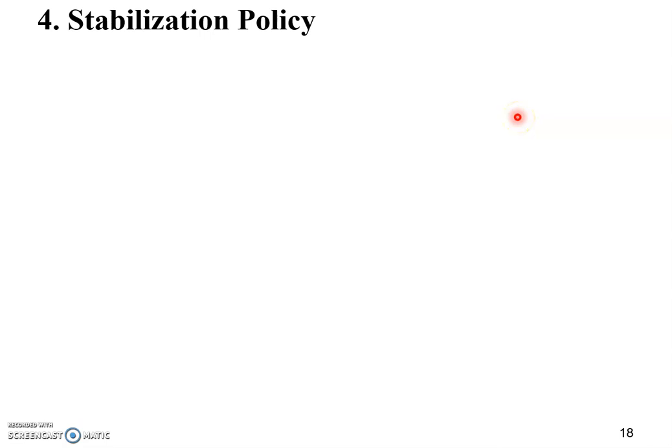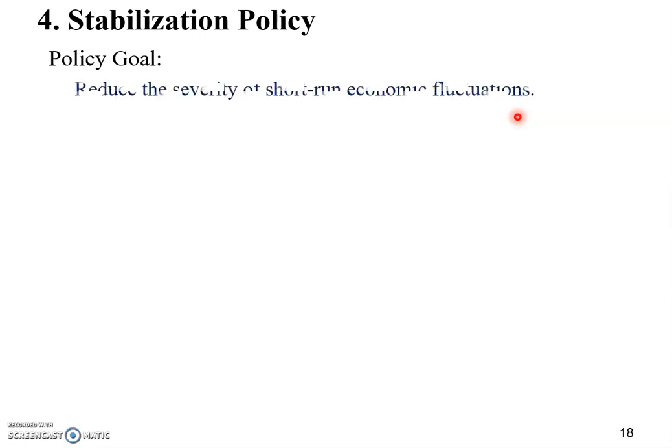Now let's take a look at how a federal government or Federal Reserve would respond to the shocks we discussed in the previous video. First of all, we should specify the policy goals. So what's the ultimate purpose for the government to do? The goal is to reduce the severity of short-run economic fluctuations.